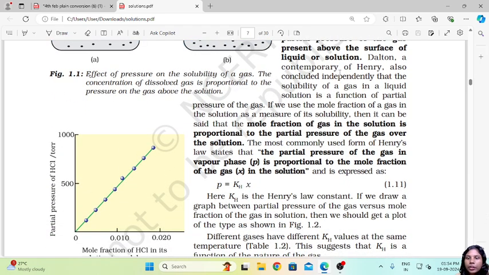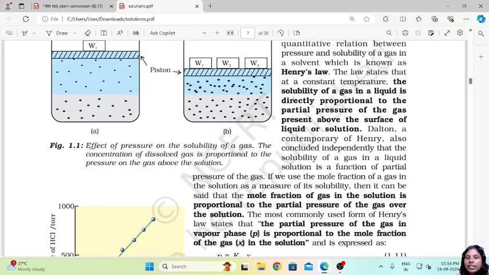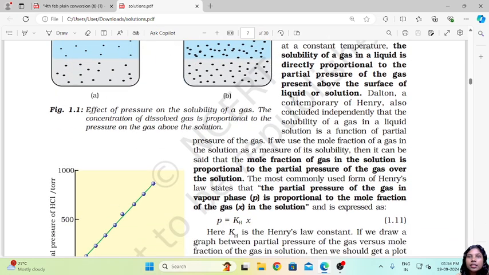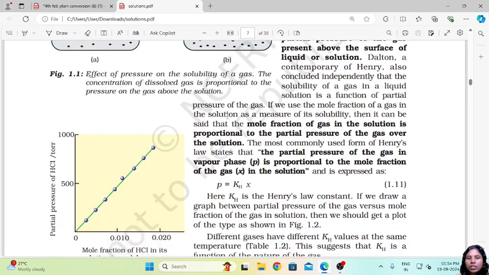Dalton, a contemporary of Henry, also concluded independently that the solubility of a gas in a liquid solution is a function of the partial pressure of the gas. So both of them are saying the same thing, that the solubility of the gas depends directly on the partial pressure of the gas present above the liquid or solution.